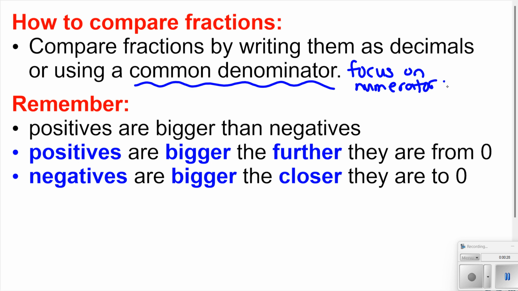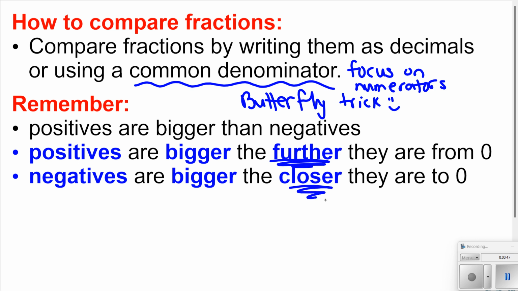I'm also going to show you a cool little trick called the butterfly trick. I'll show you that as well. Now, remember when we're comparing numbers, positive numbers are always bigger than negatives. Positives are bigger the further they are from zero, but negatives are bigger the closer they are to zero. So let's get started with an example.